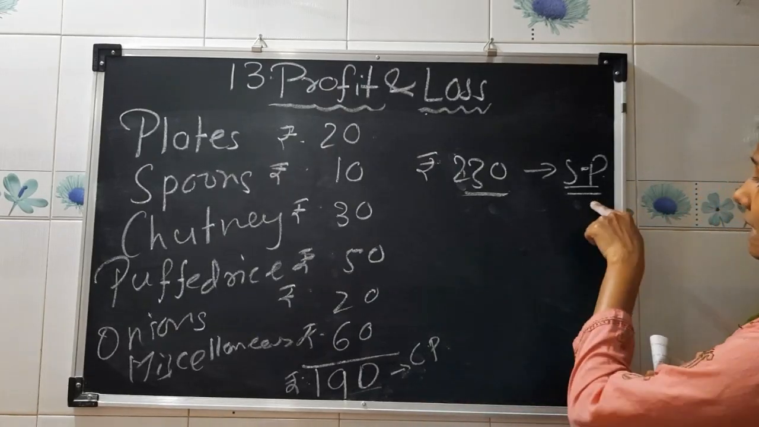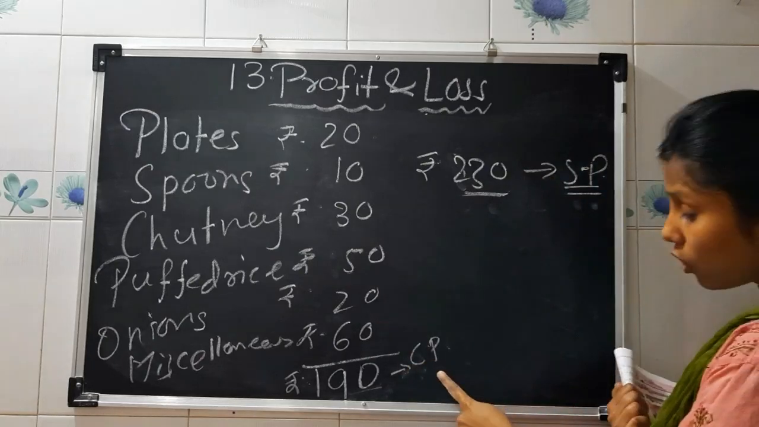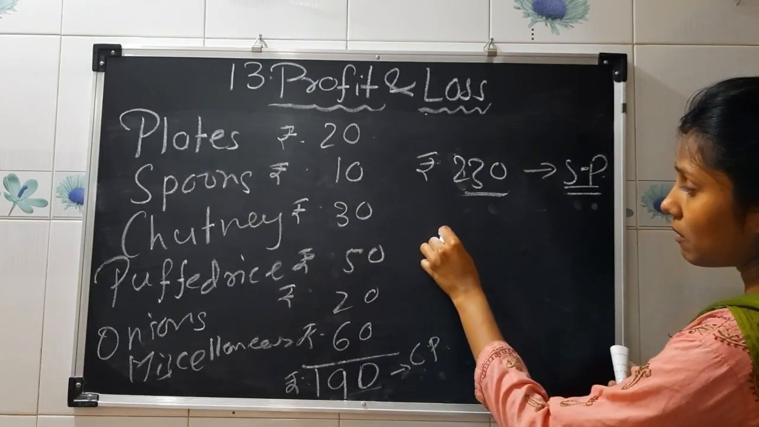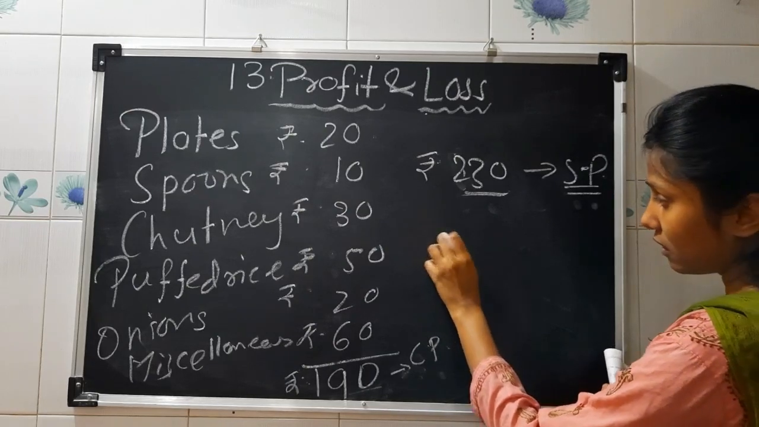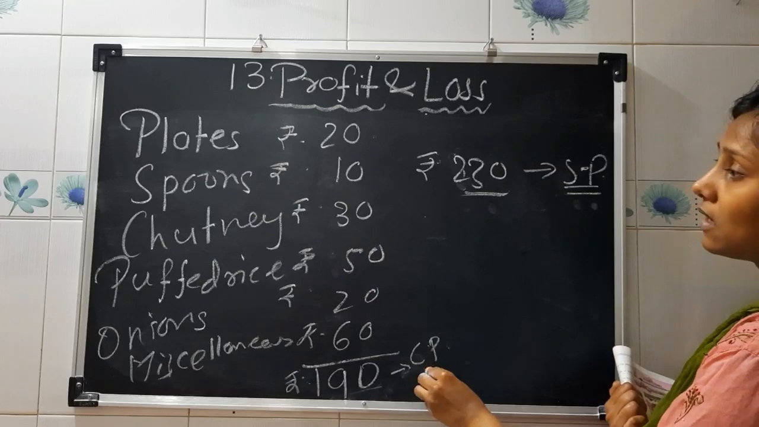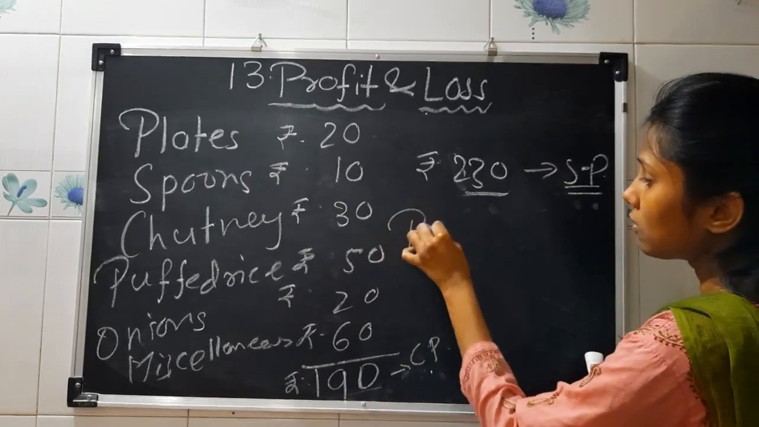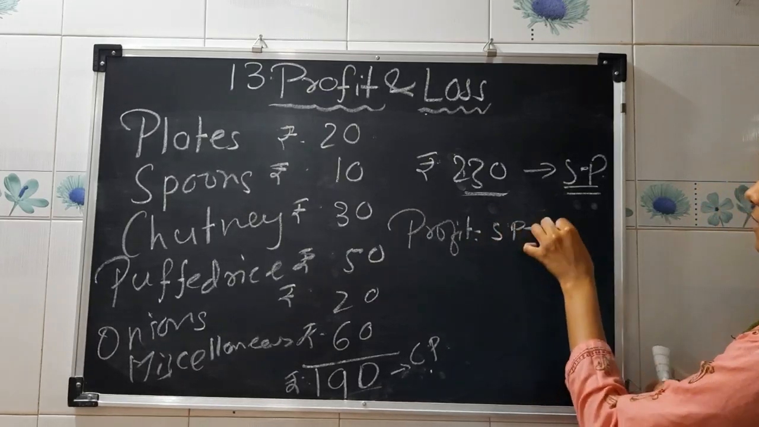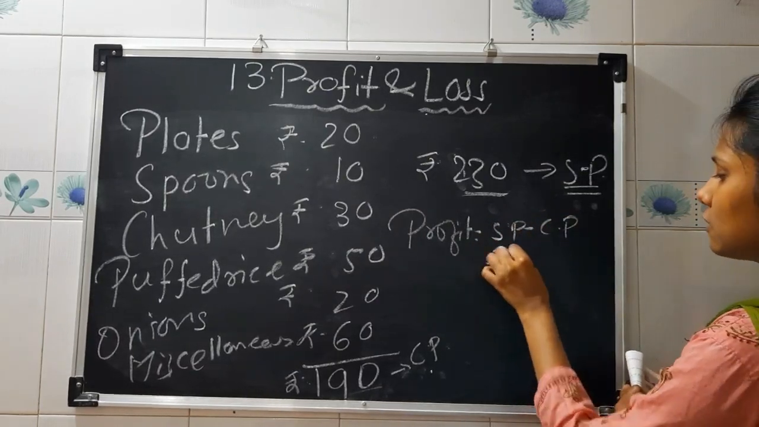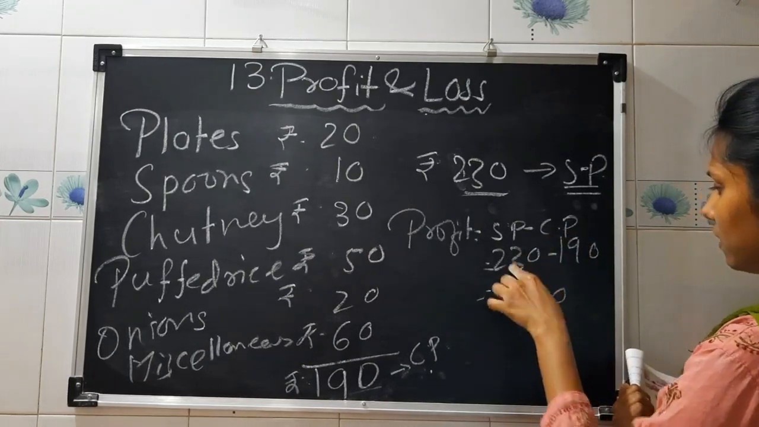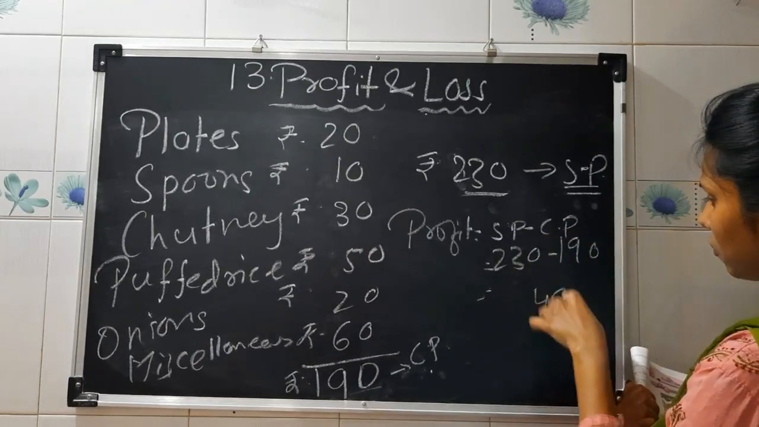So here the selling price is more than the cost price. It means she made a profit. When the selling price is more than the cost price, then it is a profit. So profit is equal to selling price minus cost price. That is 230 minus 190, which is 40.